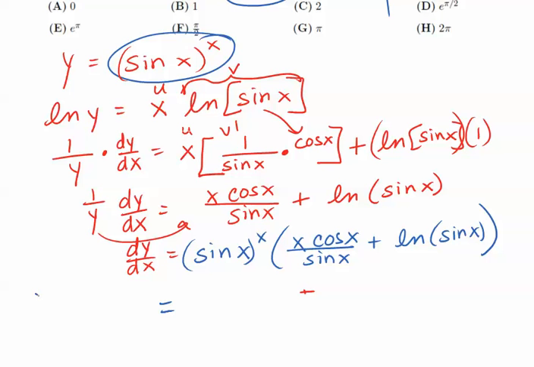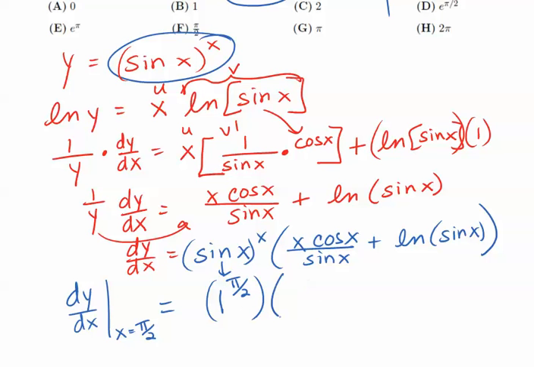So we're letting x equal pi over 2. We could write it with dy/dx such that x is equal to pi over 2. Good notation for your readers. So the sine of pi over 2 is 1 to the x power. And of course 1 to any power is still going to be 1, so you don't need to write that.